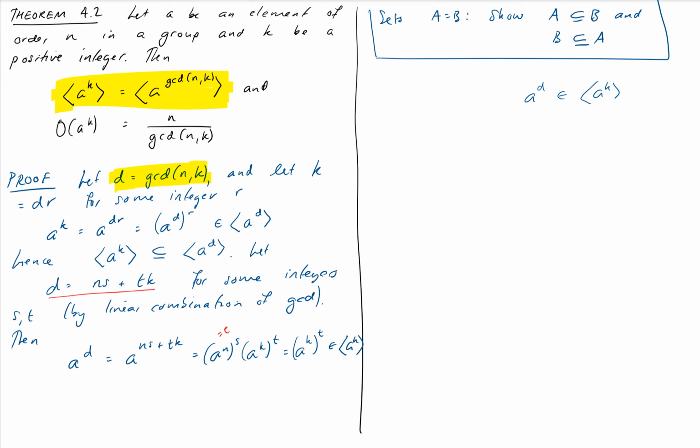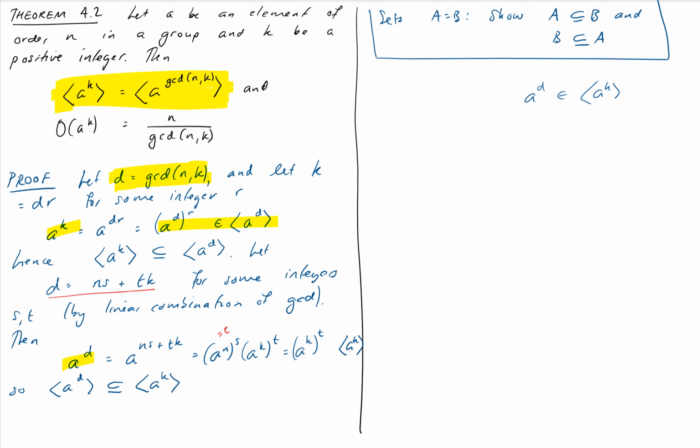Okay, so it's the same kind of statement as we had here. a to the k is a member of the subgroup generated by a to the d. We've done the same thing for a to the d as a member of the cyclic subgroup generated by a to the k. Okay, so this means that we have the corresponding subset relationship. The cyclic subgroup generated by a to the d is contained within the cyclic subgroup generated by a to the k.